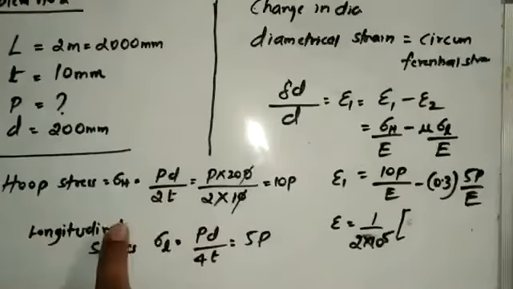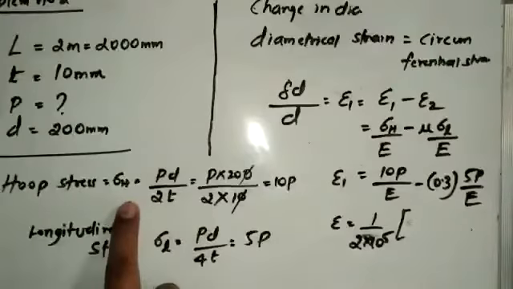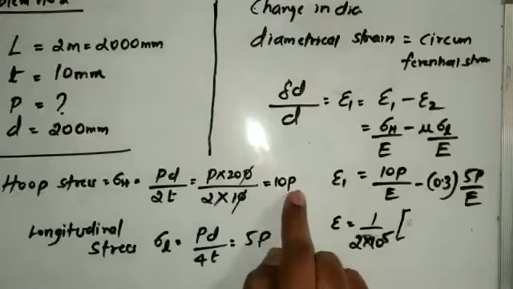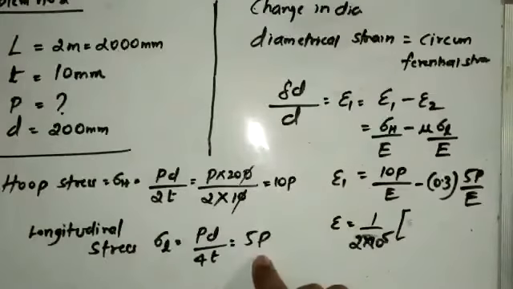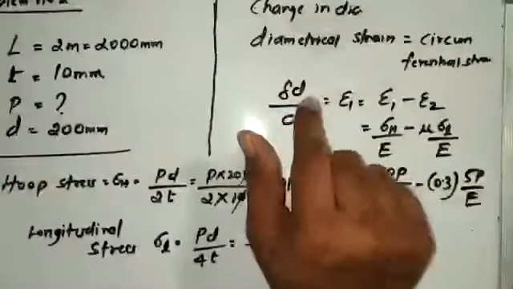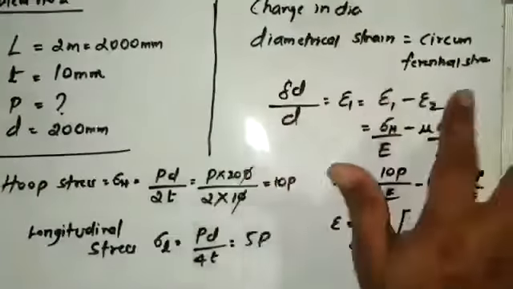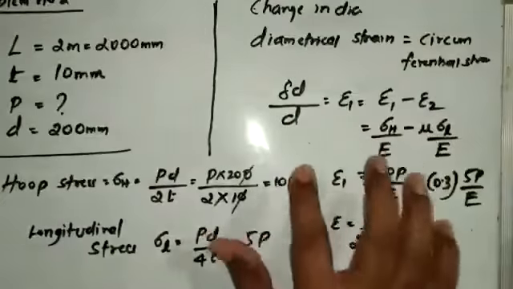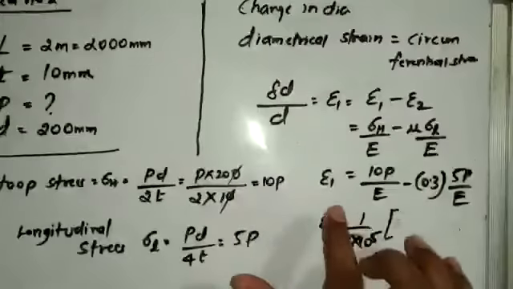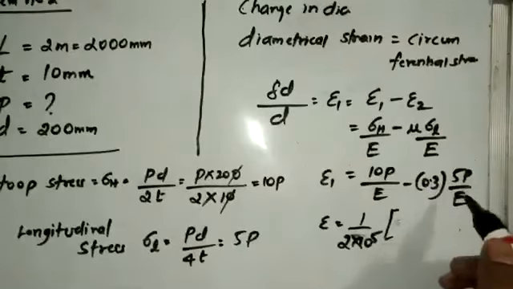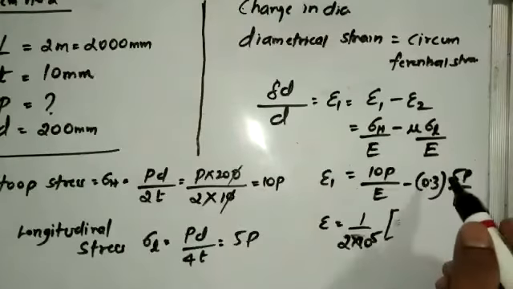So first, same procedure. First we considered hoop stress and longitudinal stress. Then we got the values in terms of pressure: 5p and 10p and 5p. So now strains we are considering. So we are writing the diametrical strain in terms of stresses according to Hooke's law. Then epsilon 1 we are considering. So 10 minus 0.3 into 5. What is the value? 8.5.